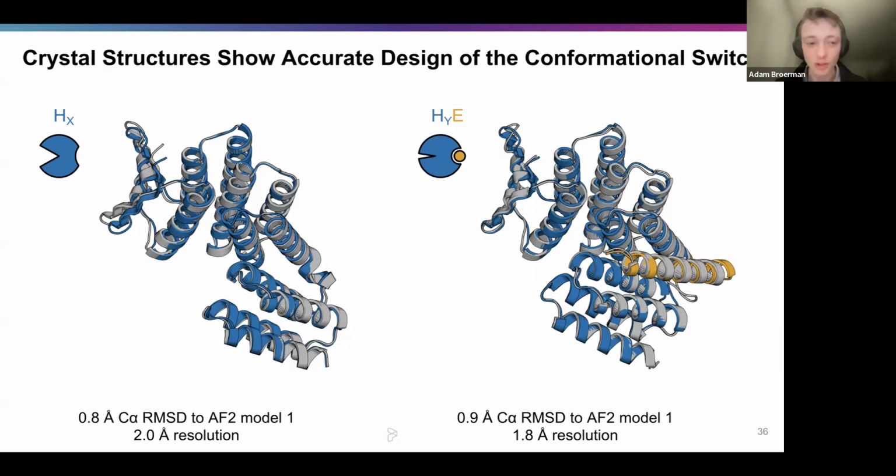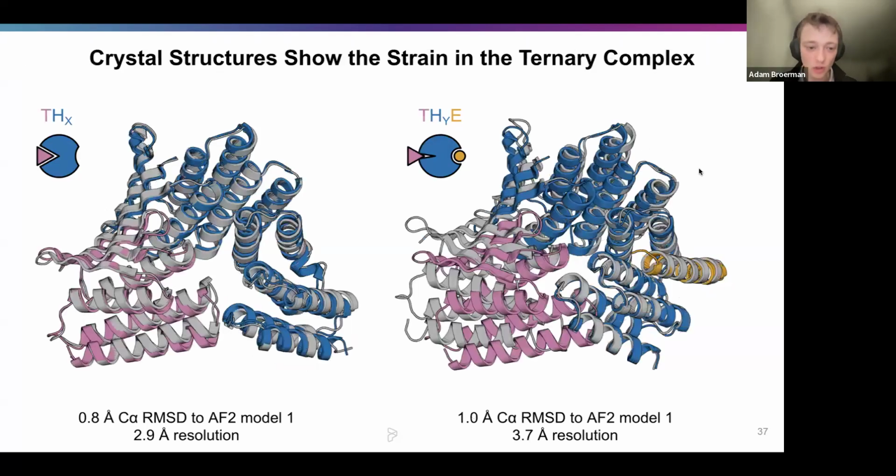To get at that question, we solved crystal structures of the four major states that these systems populate. First, we solved structures of the apo state of the host and the effector bound state, and these indeed show the designed conformational change, where in response to binding the effector, this domain here slides to the left. We also solved structures with the target bound, both with and without effector. The target bound structure pretty much agrees very nicely with the design model.